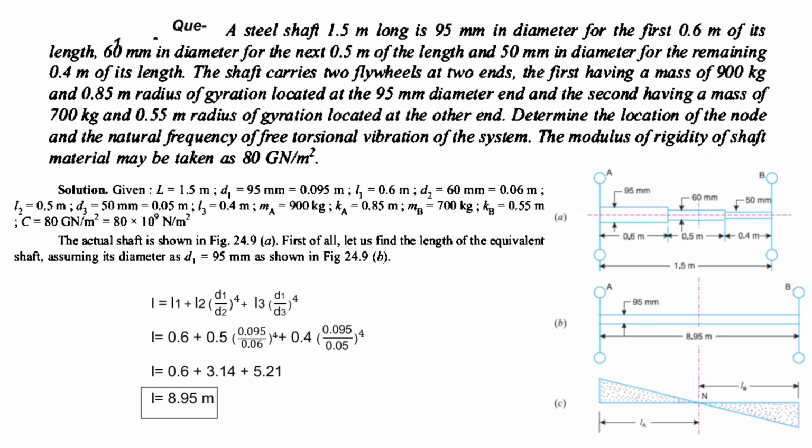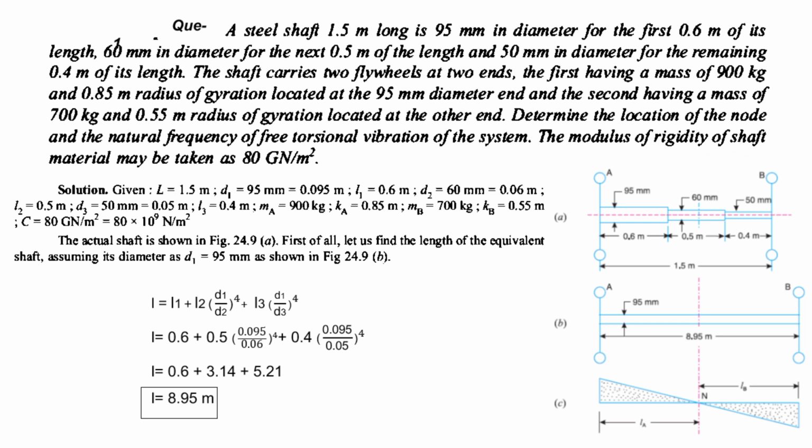A steel shaft of 1.5 meter long is 95 mm in diameter for the first 0.6 meter of its length, 60 mm in diameter for the next 0.5 meter of its length, and 50 mm in diameter for the remaining 0.4 meter of its length. That means one shaft is given of varying diameter, 0.6 meter length has 95 mm diameter, 0.5 meter length has 60 mm diameter, and 0.4 meter length has 50 mm diameter.